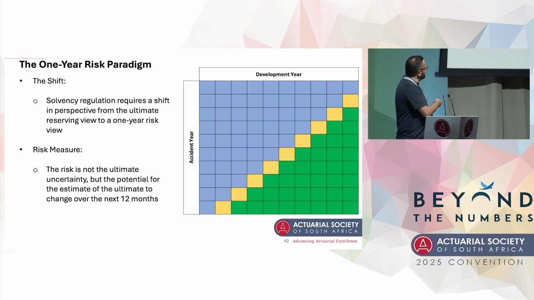What happens in this one-year reserve risk is you're trying to look at the risk not of where your triangle is ultimately going to land up, but what is the risk that your payments that you expect to make on the next diagonal is wrong, and that when you re-reserve the triangle next year, you have to increase your reserves. So that's a very basic definition of your one-year reserve risk.